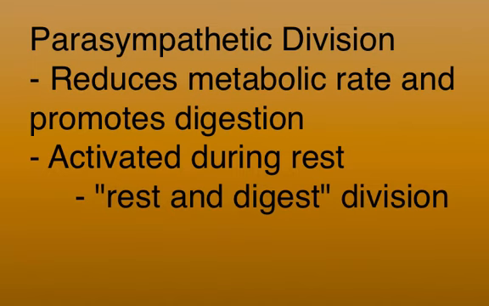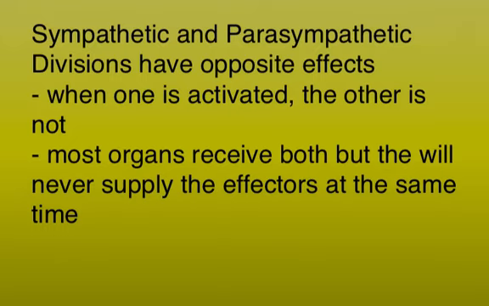The parasympathetic division reduces metabolic rate and promotes digestion when it is activated. It will become activated during resting conditions and is thus called the rest and digest division of the autonomic nervous system. These two divisions have opposing effects, so when one is activated, the other is not.